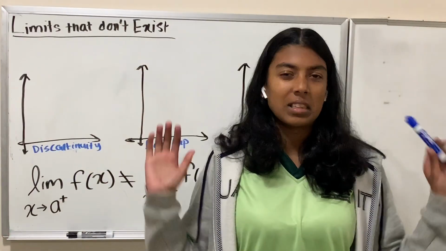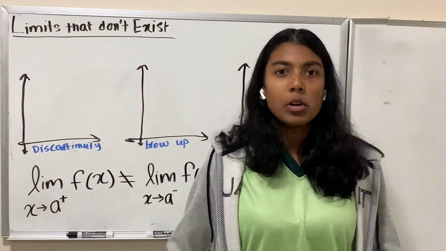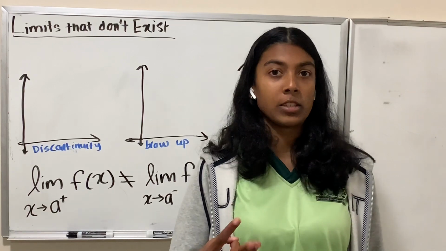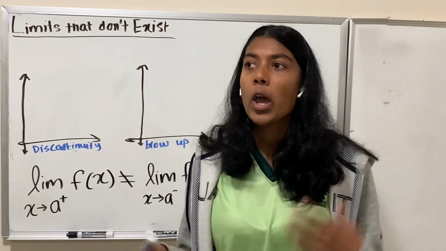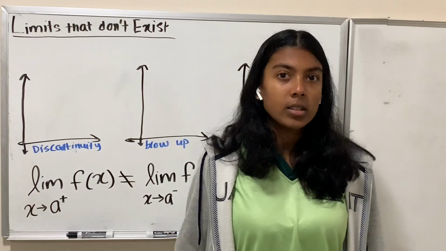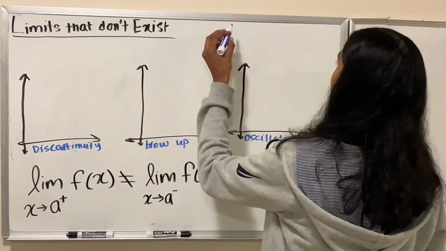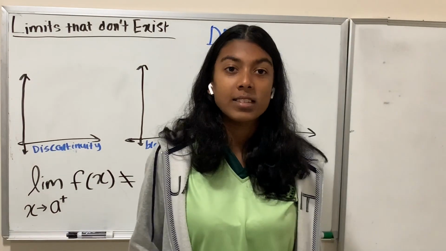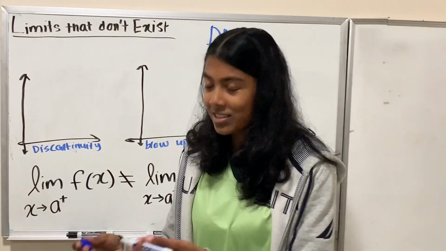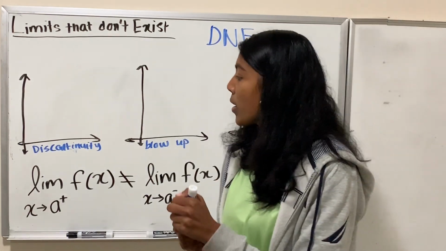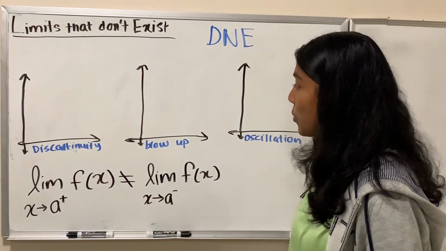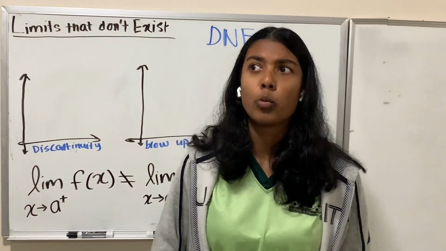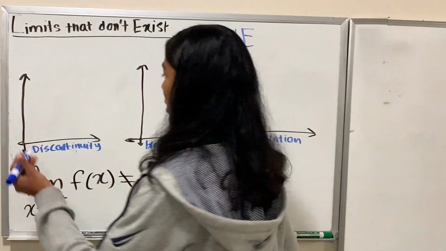Our next topic is limits that don't exist. Although most limits do exist, there are some that just don't, and there are 3 main cases for it. Before we get into those 3 cases, you might be wondering, what do I do when a limit doesn't exist? Well, simple. Just write DNE, which, you guessed it, stands for does not exist. Anyways, so we have 3 cases: discontinuity, it blows up, or oscillation. You might be wondering, what are those? Well, here's a little picture.